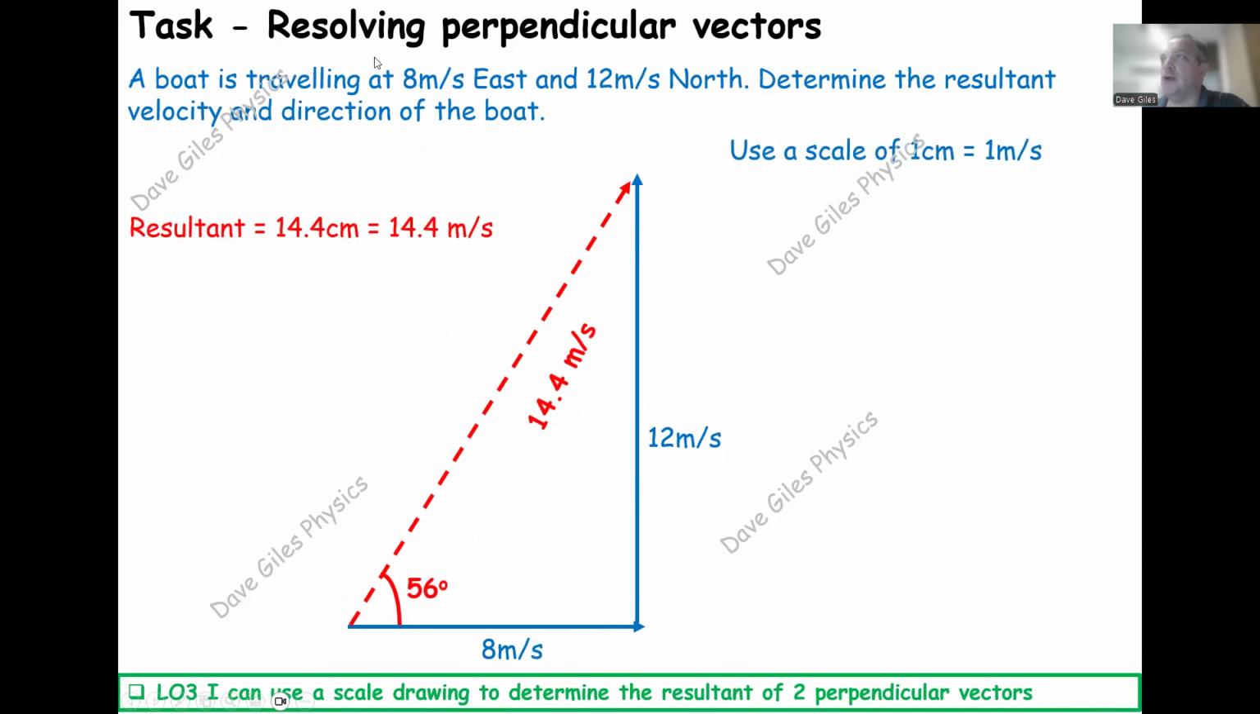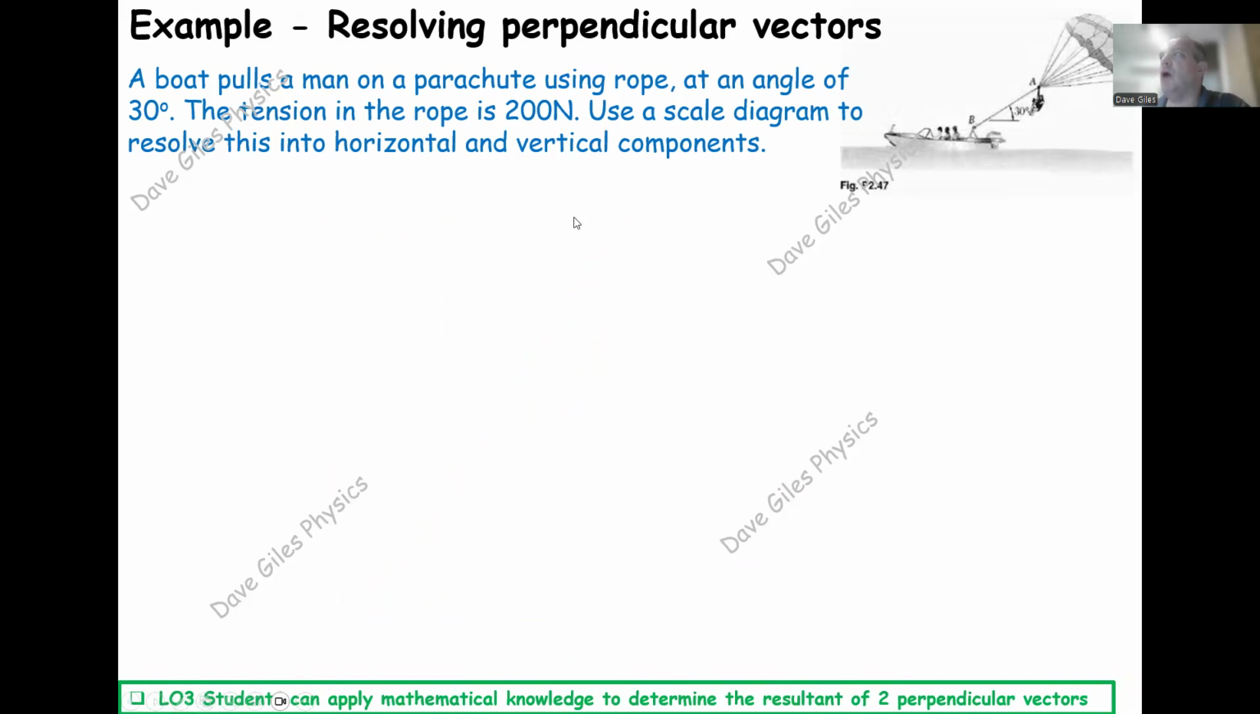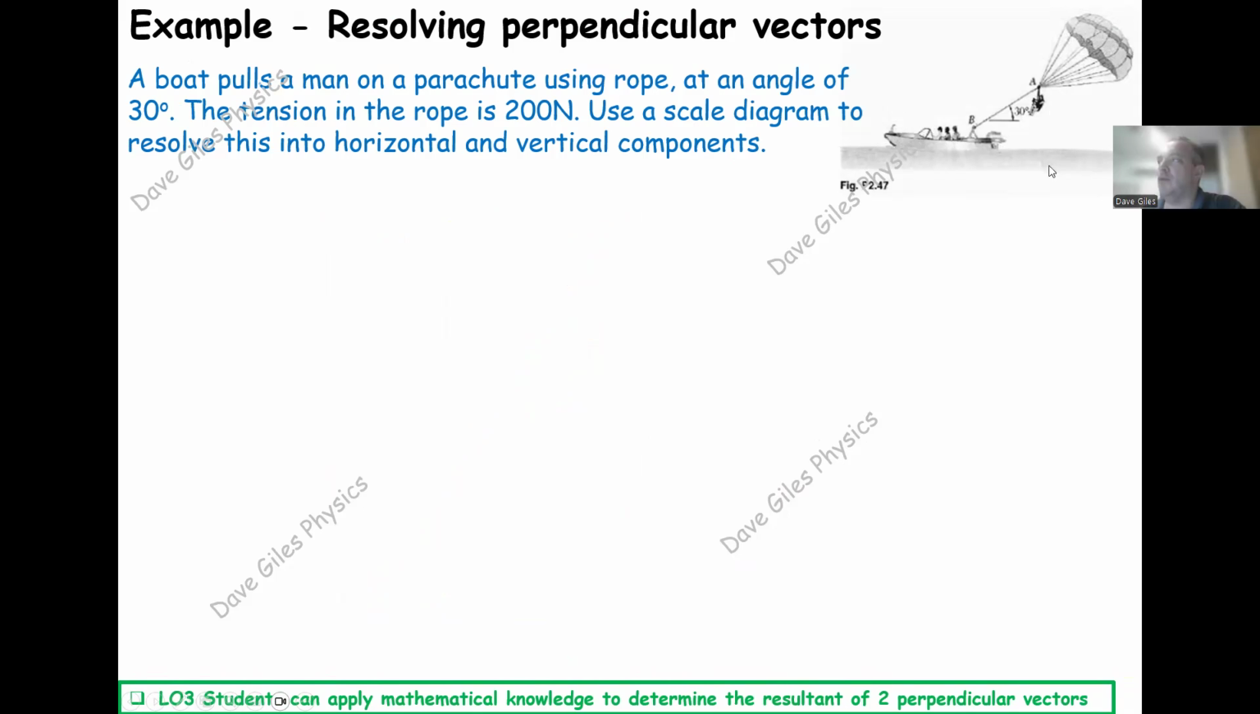Okay, so that's resolving perpendicular vectors. Now we're going to do it the other way around. So we're going to take a vector where we've got the result and then we're going to resolve it into its horizontal and vertical components. So I've got a little drawing up here of what's happening.